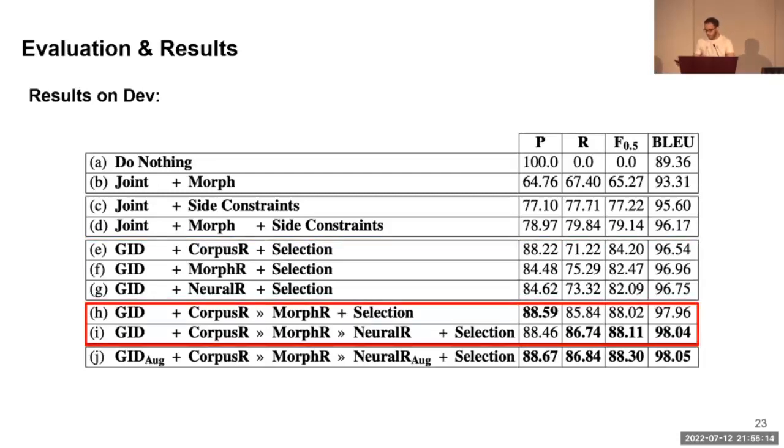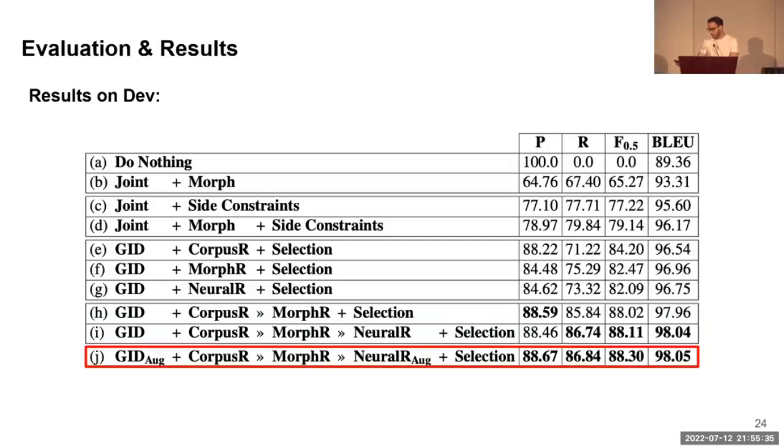Now, the corpus R and morph R models really suffer from the problem of limited vocabulary because they're basically rule-based systems. So in order to mitigate this, we use all of the models in a cascaded back-off system. And the one in row I achieves the better performance of 88.11 F0.5.